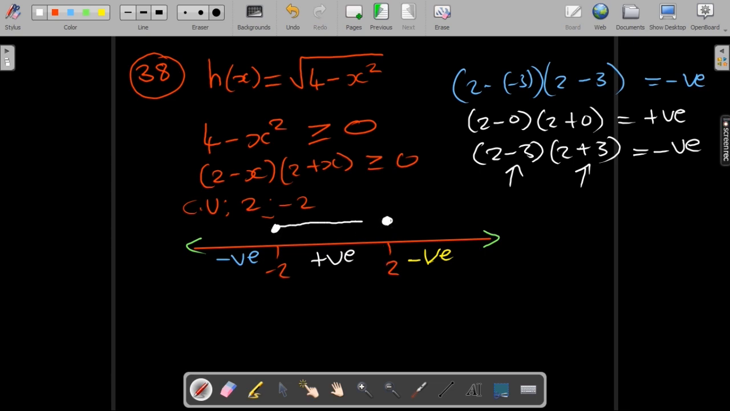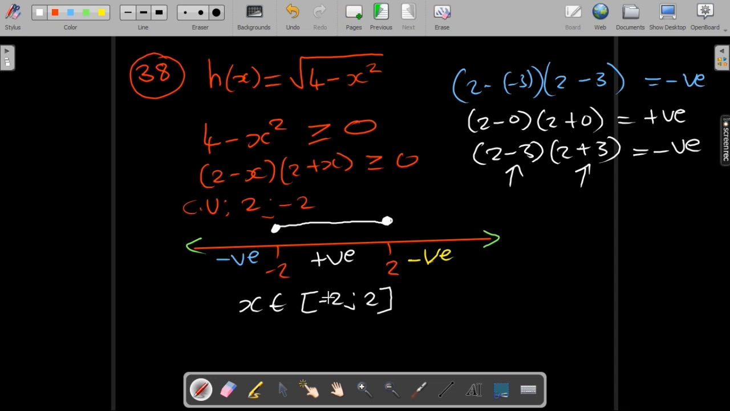So this is a definition of your domain, or this is where your function is defined, between -2 and 2 included. And your answer for the domain would therefore be x is an element between -2 and 2. If you try any other number which is outside of these x values, you'd see that your function is not defined.